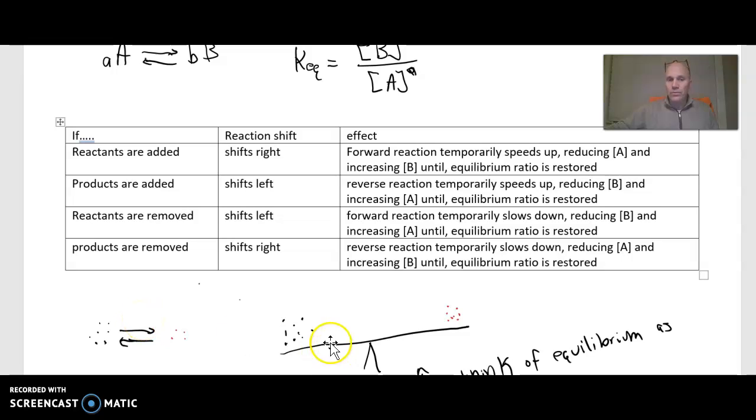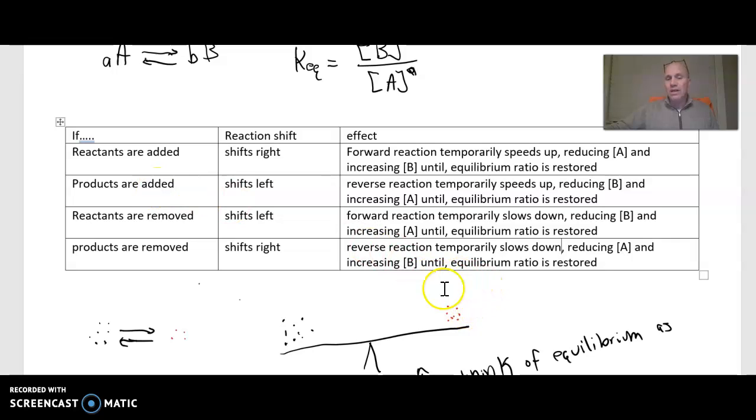All right, what would that do? Well, when some of these get turned into some of these, or when that's happening faster than the reverse process, you're going to reduce the amount that you have over here. You're going to increase the amount that you have over here, and you're eventually going to get back to that equilibrium position. When that happens, that's called shifting. We'll say that the reaction has shifted to the right, which means that the right reaction is temporarily going to be faster than the left reaction. So what would happen if products are added?